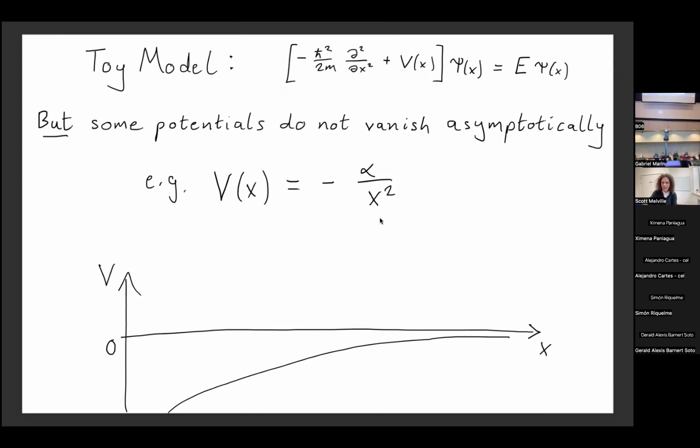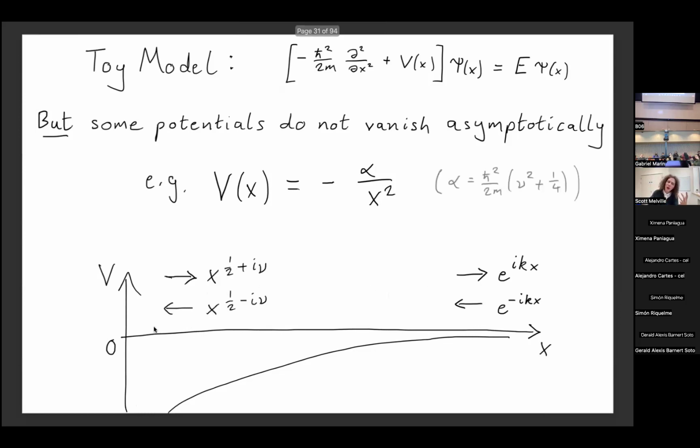Now, a potential like this, at very large x, is very close to being zero. So you have the usual left and right moving plane waves that we just saw. But very close to the origin, this potential becomes very important, right? It actually dominates this Schrodinger equation. It's much more important than the energy term. And what you find is that these plane waves transmute. Instead of being left and right moving exponentials, they become left and right moving power law solutions. Okay? So the character of your solutions changes dramatically.